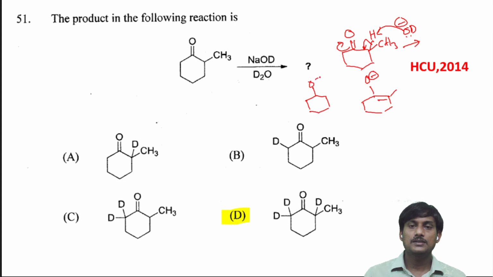So here we will get enolate. So when you treat with D2O, there is a deuteration that takes place at this carbon and also this carbon. So you will get this product.